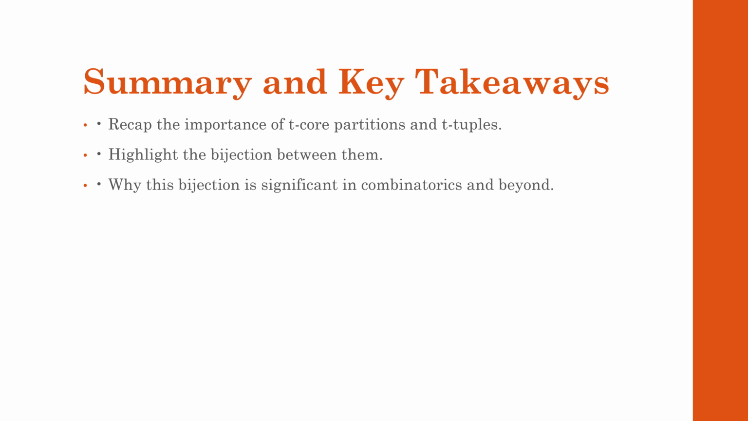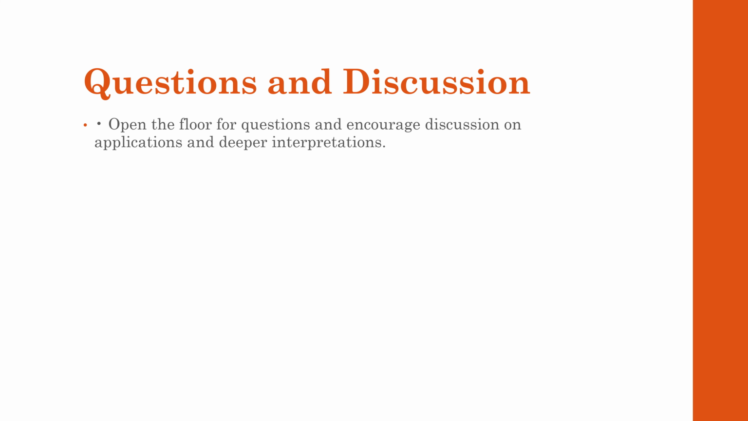Summary and key takeaways. Recap the importance of the T-core partitions and the T-tuples. Highlight the bijection between them. Why this bijection is significant in combinatorics and beyond.